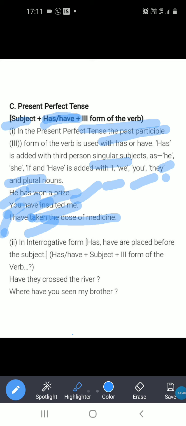And in interrogative, the same thing is there as in continuous, that we use the auxiliary verb in the beginning of the sentence, that is, in the sense of a question. Here they have used has placed before the subject, meaning at the beginning of the sentence, right? So like this, the structure, the rule will be there. Have they crossed the river? Where have you seen my brother?